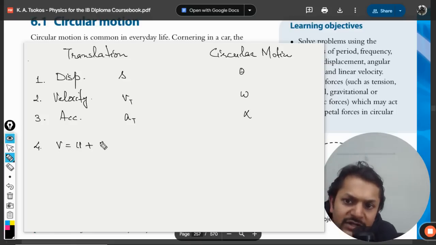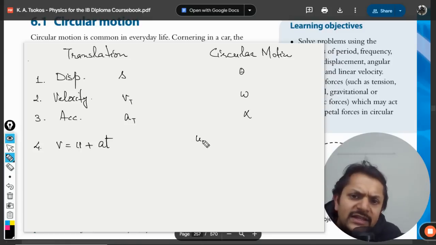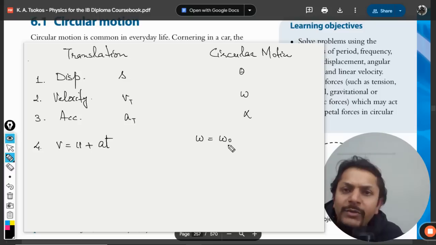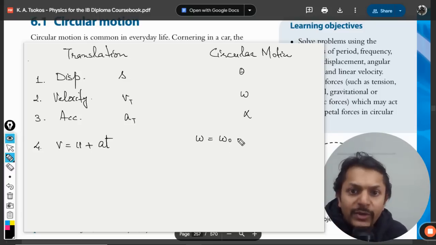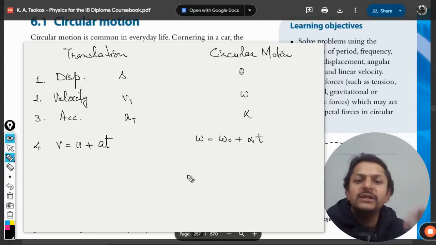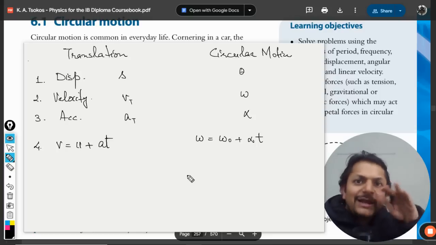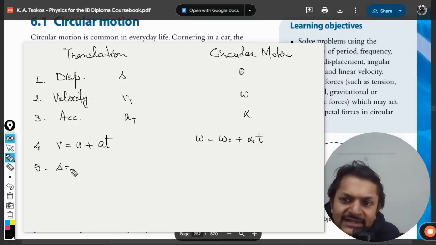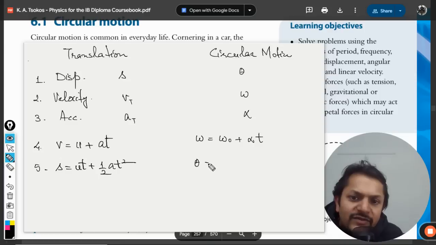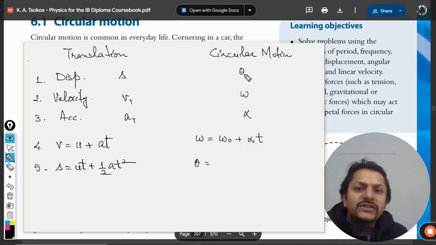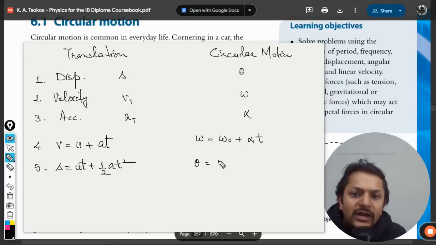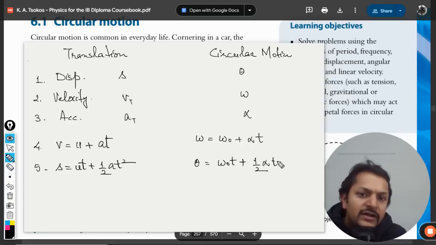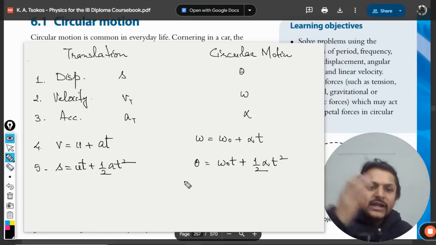The first equation is v is equal to u plus at. So we can say that earlier it was moving with omega naught. Now the angular velocity is omega. Alpha is the acceleration multiplied by time t. Complete replication of the equations from the translational to circular motion. Point number 5, s is equal to ut plus half at square. So s, the distance traveled, is now replaced with theta, the angular displacement. u is replaced with omega naught. a is replaced with alpha, t square stays. Very good. Let us now move next.